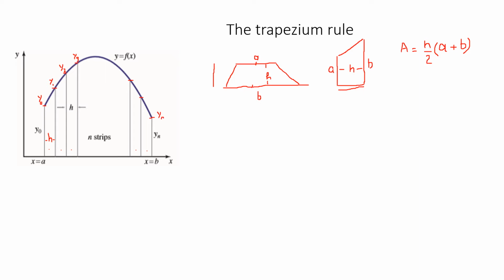If n is 10, then this will be 10 minus 1 means 9, and this will be 10 minus 2, so 8. Now let's go for their areas.